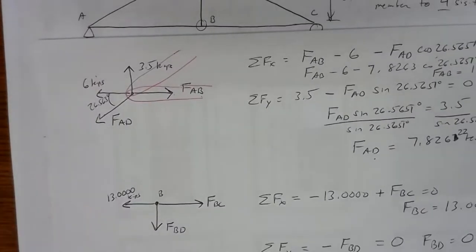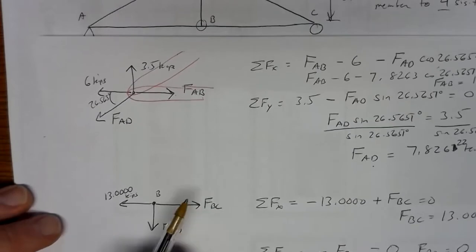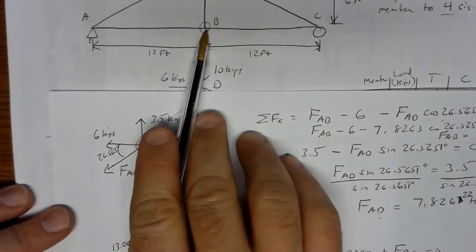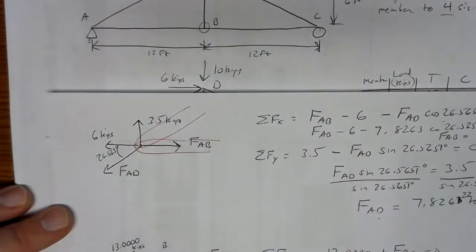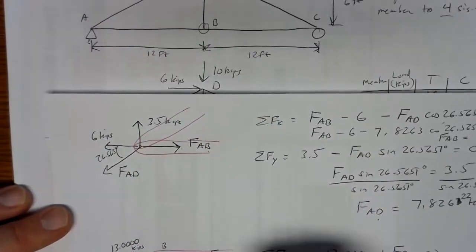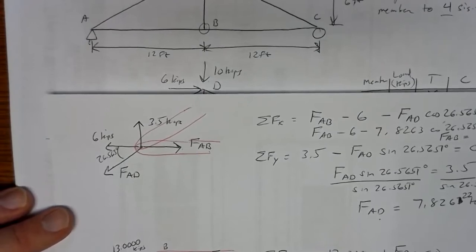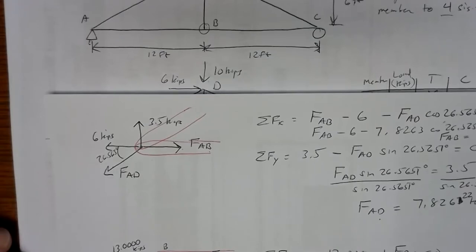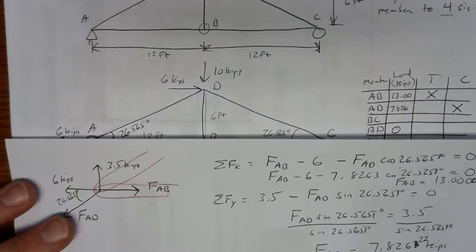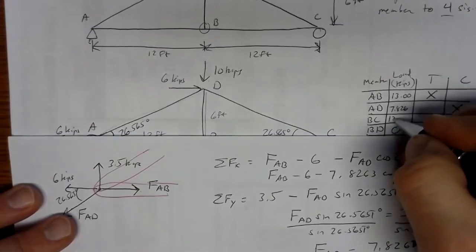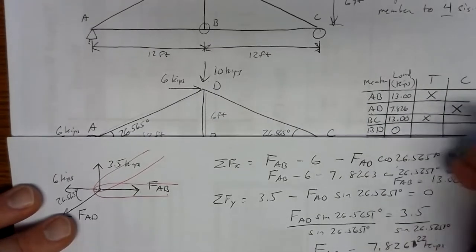Member BC came out positive, so we can trust the direction we've drawn. According to our drawing, member BC is to the right, so member BC is over here. It's pulling joint B toward the middle of the member. Pulling is tension. So we have member BC carrying 13 kips, also in tension. So rounded, 13.00 in tension.